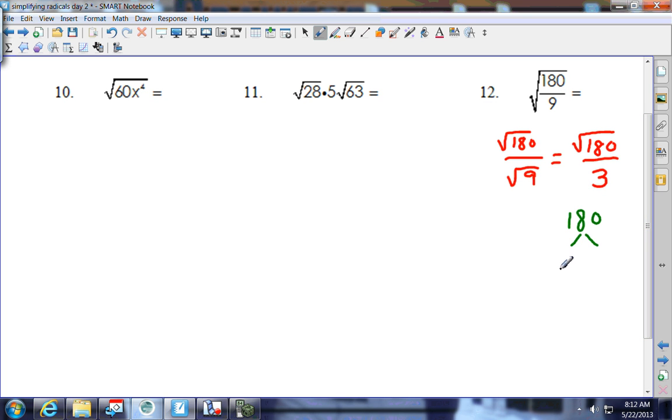That's going to be 18 times 10. Okay, well, 10 is 2 and 5. 18, 9 and 2. 9 breaks up as 3 and 3.